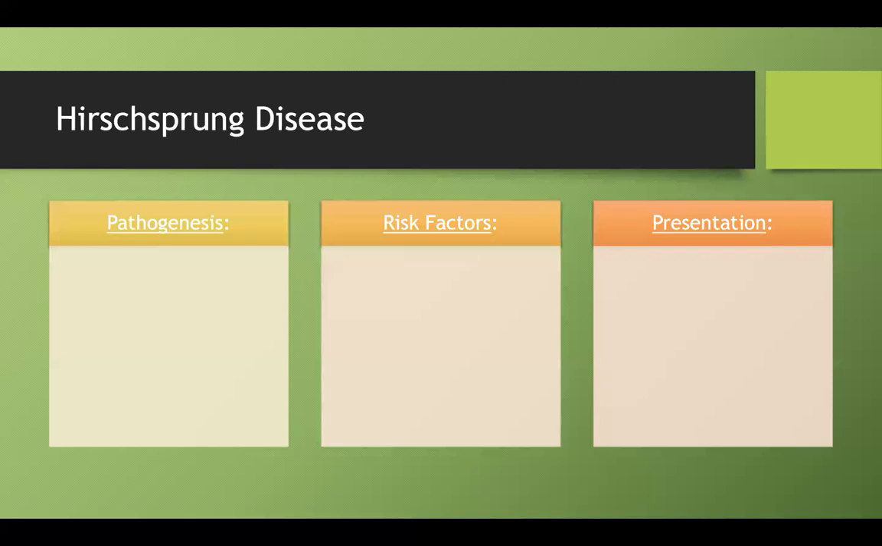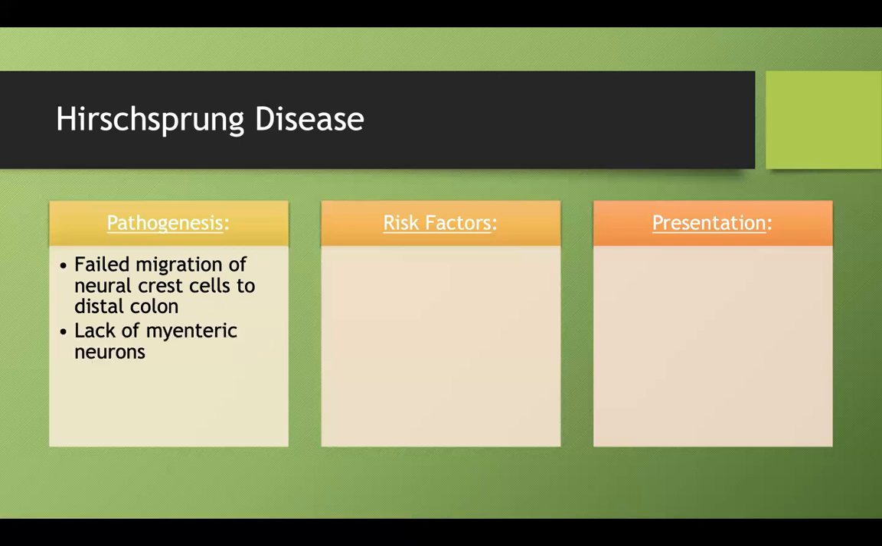On the other hand, Hirschsprung disease has a different pathogenesis. It's related to a failed migration of neural crest cells to the distal colon. Because you don't have these neural crest cells, you lose those myenteric neurons that I've been talking about that are responsible for motor movements like peristalsis. And if you don't have peristalsis, just like we saw with toxic megacolon, you get the same megacolon in Hirschsprung disease.